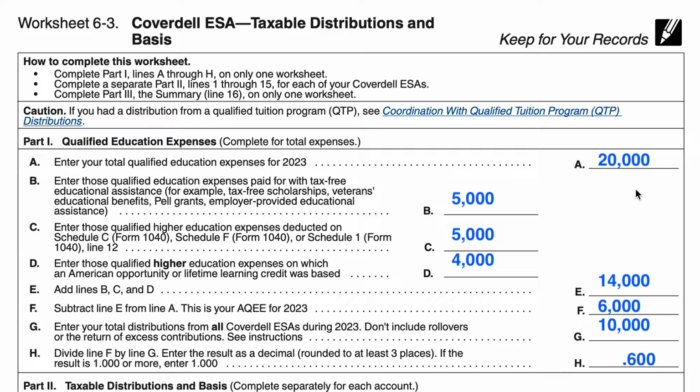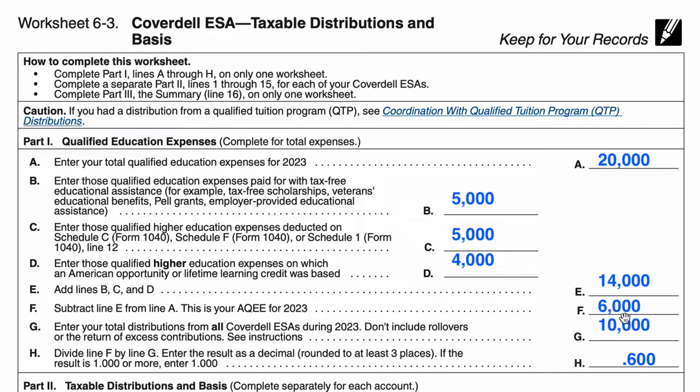If we only took $6,000 out, then basically that would be the net distribution. It would all be tax-free, and the taxable distribution and basis calculation would be a lot simpler. However, we have to account for the fact that we took $10,000 out from our Coverdell ESA. Now this says total distributions from all ESAs. Let's just assume that for the purpose of this video, we only have one ESA.